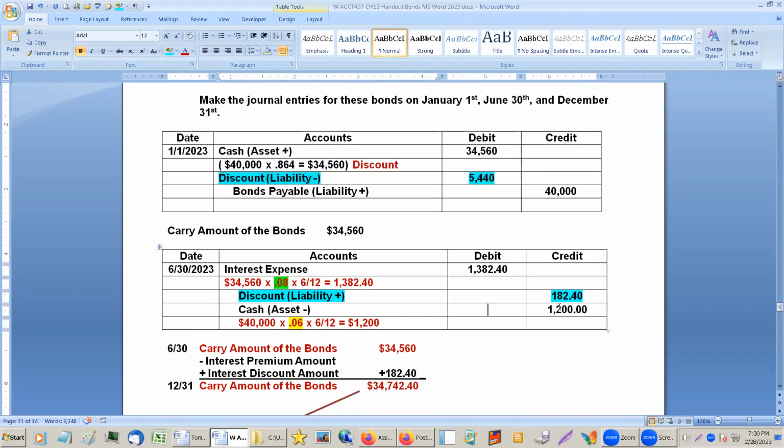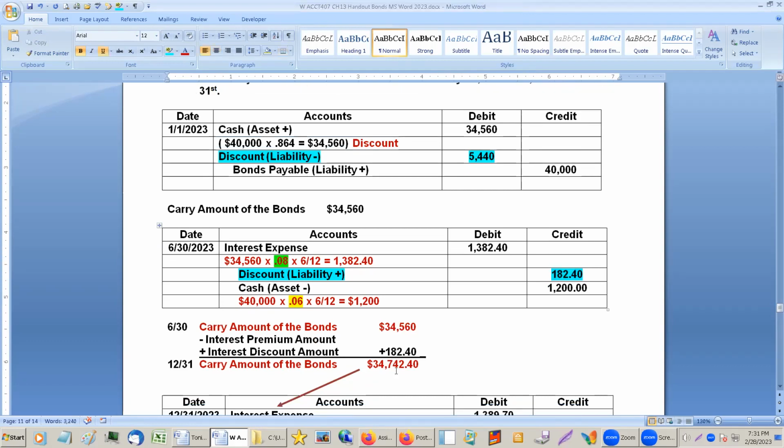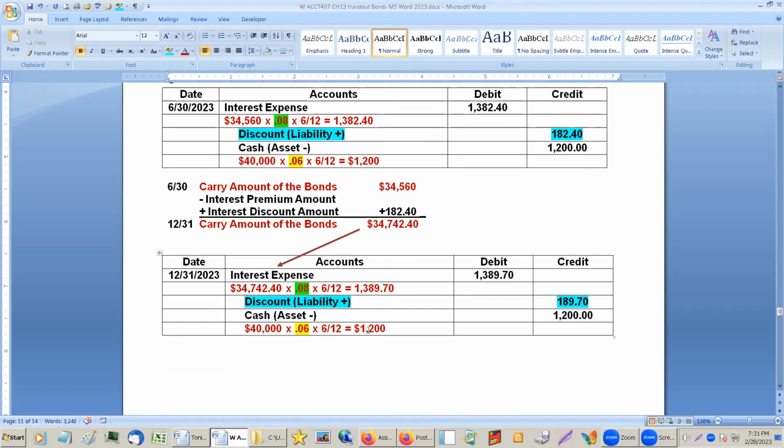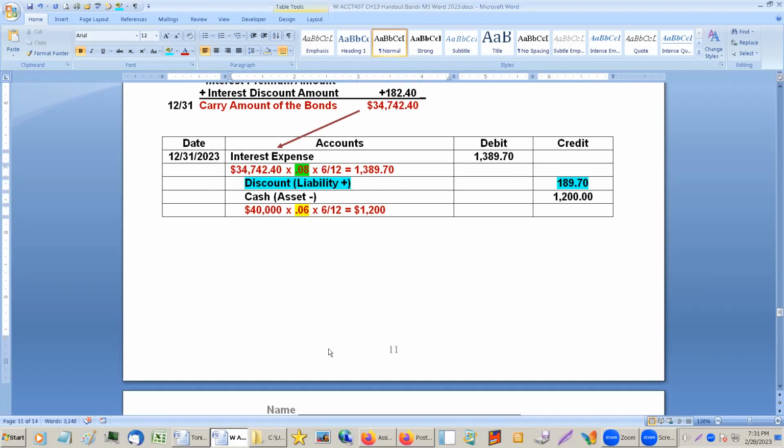And again, we're paying less than the market wants. We're paying $1,200. The market wants 1382. So this first one, they're not going to forget about that. They say, okay, you didn't pay us for 182. We're going to add that onto the balance. When they come down here, this next year they would add 189 onto the balance. They say, okay, you didn't pay us 189. We're going to add that onto the balance. It'll be 34,742 plus 18, whatever that comes up to. So on.